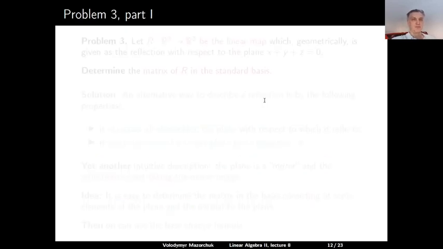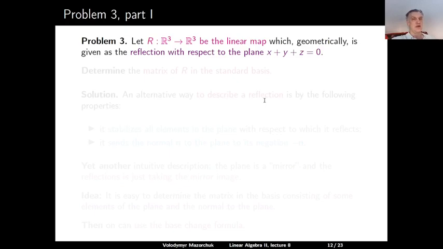Problem 3. Let R from R3 to R3 be the linear map which geometrically is given as a reflection with respect to the plane x plus y plus z is equal to 0. Determine the matrix of R in the standard basis.